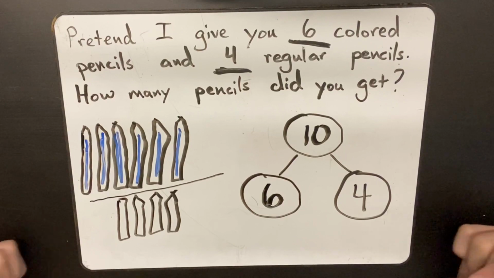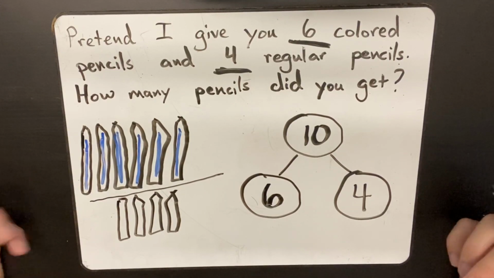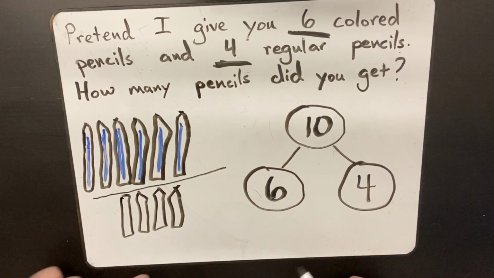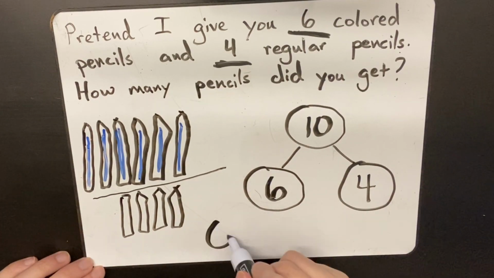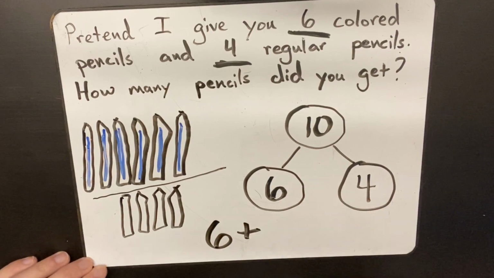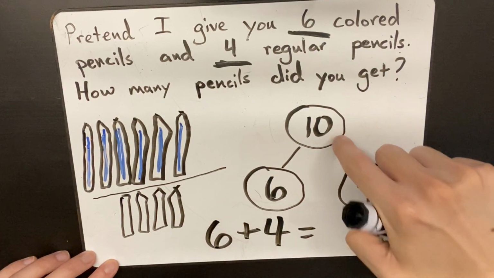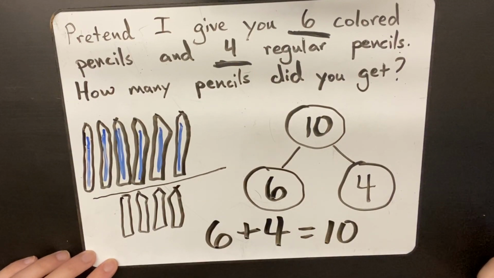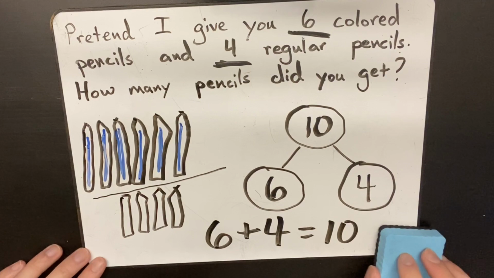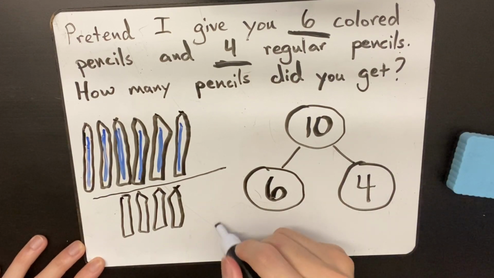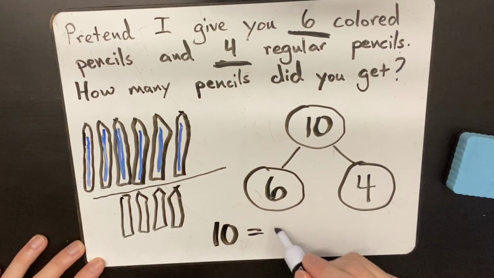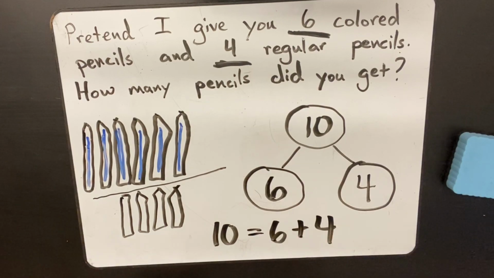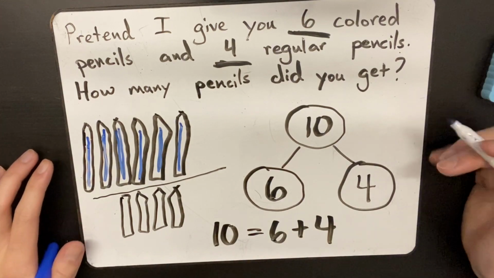Am I finished? No, I gotta draw my number sentence. So I'm gonna start with this part first. I'm gonna say 6 plus 4 equals 10. Or if you drew your number sentence a different way, maybe you said 10 equals 6 plus 4. That's still correct. Or maybe you switch the 4 and the 6. That's still great. As long as you got 6 plus 4 equals 10, or 4 plus 6 equals 10, or any of the other ways around, that works.